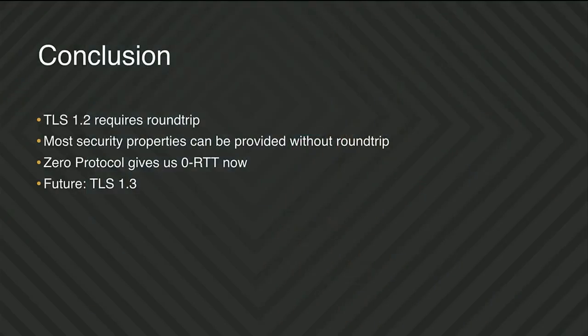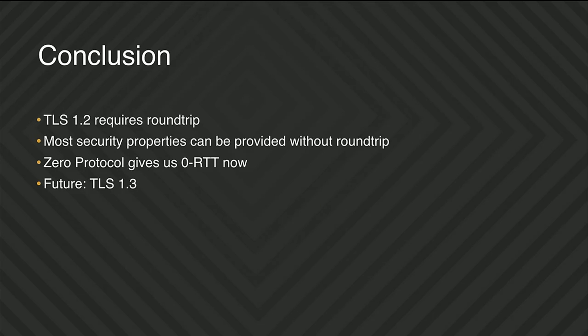So in the coming months, we're going to roll out a client as well. So this will really allow us to have an end-to-end measurement of how TLS 1.3 and Zero Protocol compare with each other, so that we can contribute back to the IETF standardization process if there's any issues that we find. So in conclusion, TLS 1.2 requires a round trip. Round trips suck. Don't do that to your users.